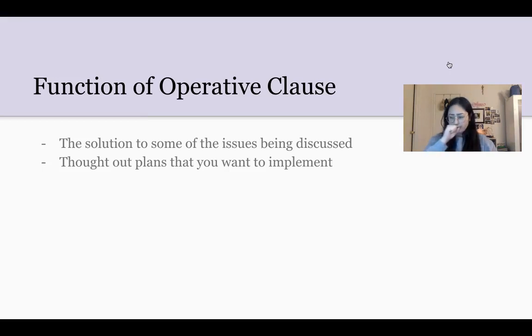Generally speaking, your operative clause should line up with your preambulatory clause. However, like I stated before, you should have more operative clauses than preambulatory clauses, since your preambs are more of the problems and your operative clauses are the solutions. So generally speaking, you want to have more solutions than you have problems.